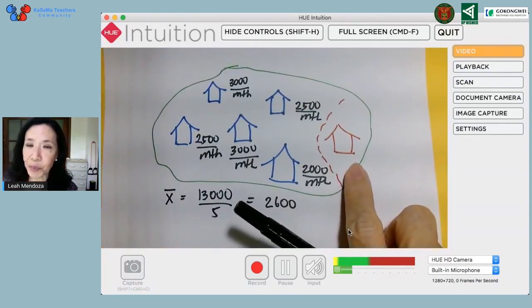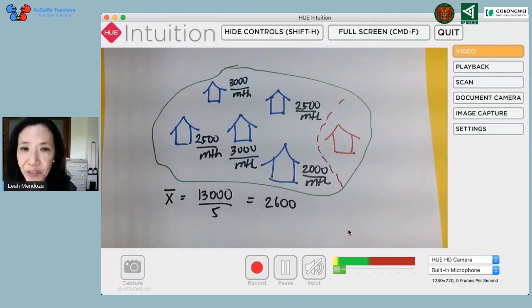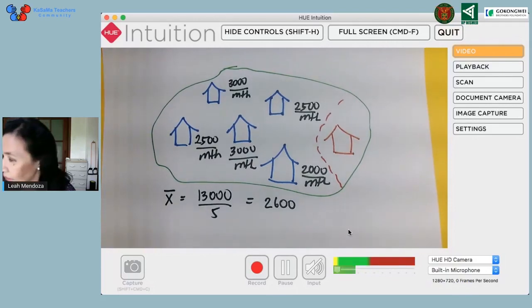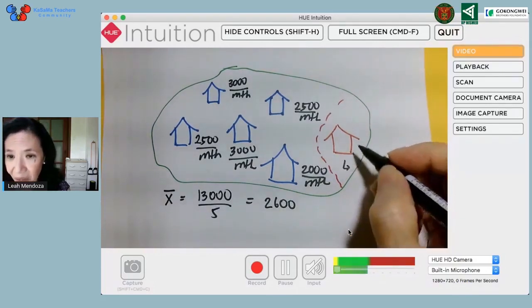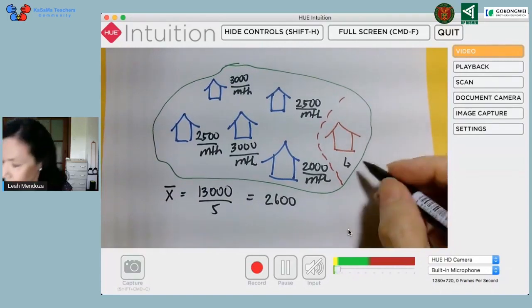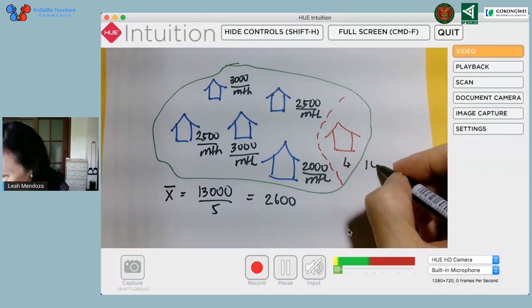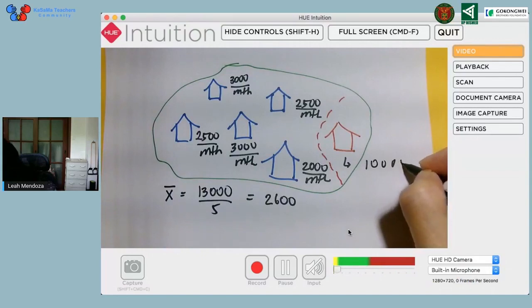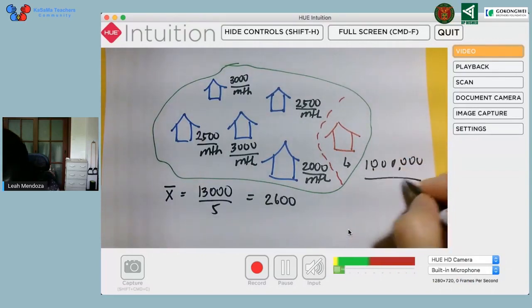Now, what happens if a very rich person finds this fishing village so beautiful and decides to set base here? Now this particular house, of this very rich person, earns 1 million a month.